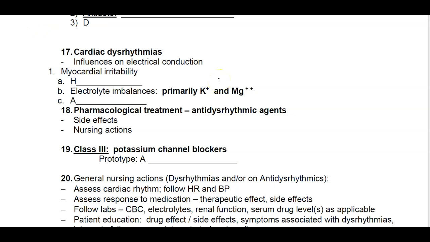Reasons that cause myocardial irritability would include hypoxemia, so low oxygen level in the blood. Then you have electrolyte imbalances, primarily your potassium and magnesium, and that's why I keep emphasizing you need to check your potassium and magnesium, especially if you have a new onset of dysrhythmias. And lastly, your acid-base disturbance or imbalance.